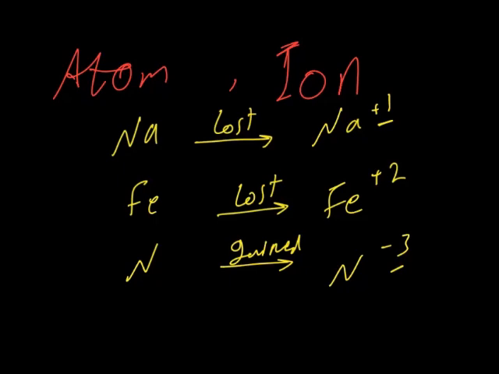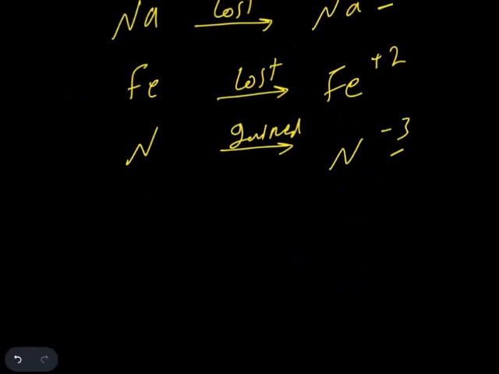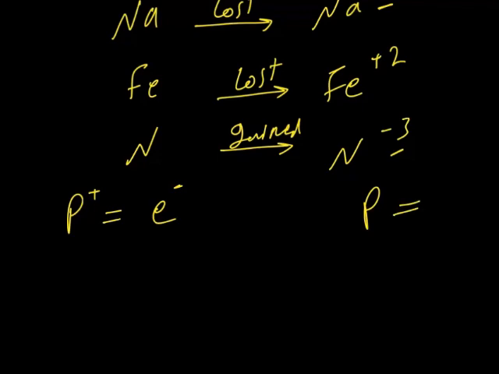Very well. Now, another difference between the atom and the ion is that the number of protons is equal to the number of electrons in the case of the atom. Here, in the case of the atom, the number of protons equals the number of electrons. The number of the positive charge of the protons equals the number of the negative charge of the electrons. But the ions, the number of protons doesn't equal the number of electrons.